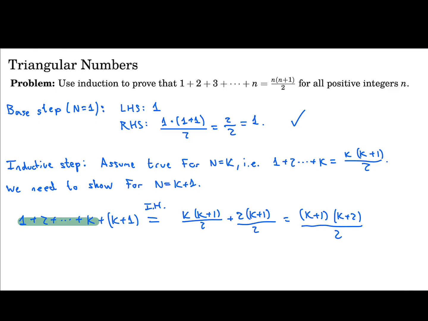And once again, since it holds for 1, then that means that it holds for 2. And then since it holds for 2, together with this, it holds for 3, and so on. And so with this, by induction, the formula holds, or is true, for all positive integers n.